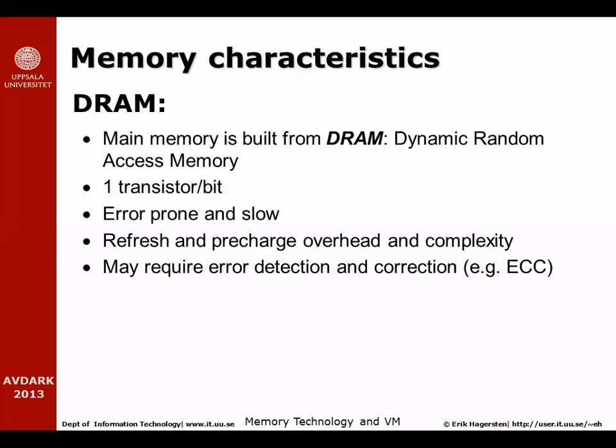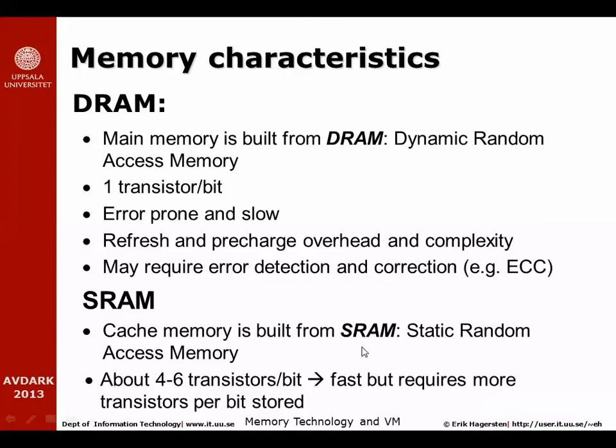In order for you to be able to use DRAMs, you sometimes will have to complement them with what's called an error detection and correction technology. One such technology is ECC, to allow you to make corrections to these bit flips that may happen in DRAMs. SRAMs, or static random access memories, are much more expensive to use. They require between 4 and 6 transistors per bit. But on the other hand, they are much faster to access, and it's easier to make designs around the SRAMs.